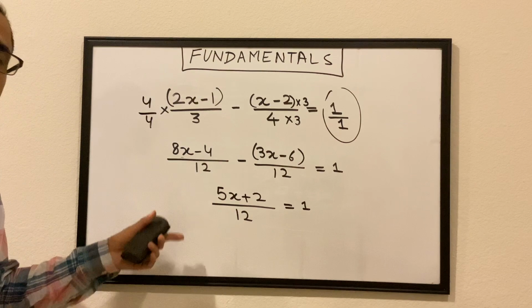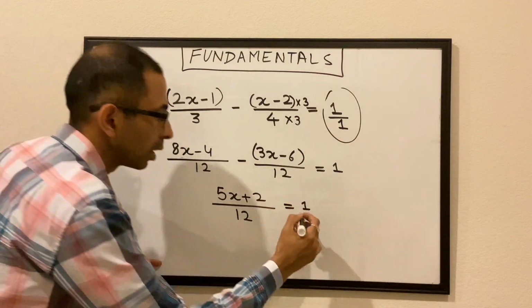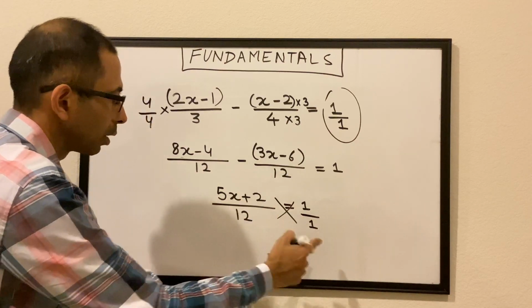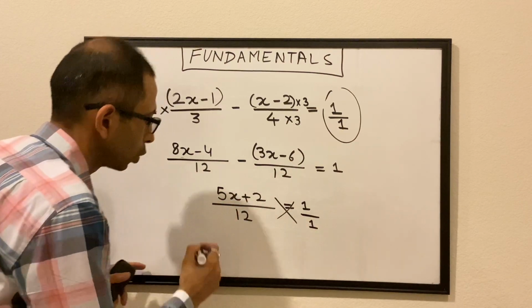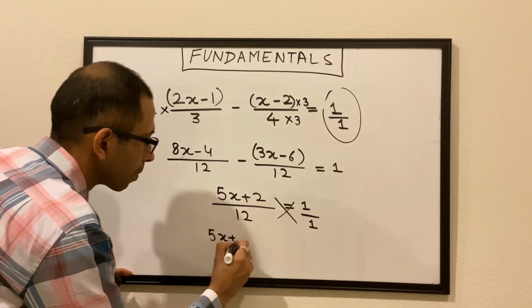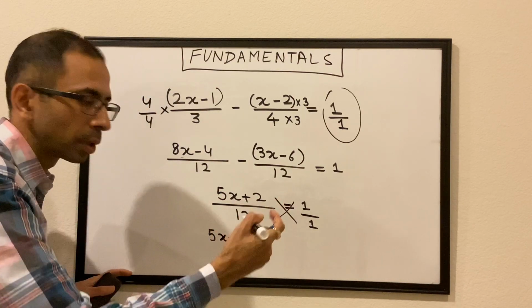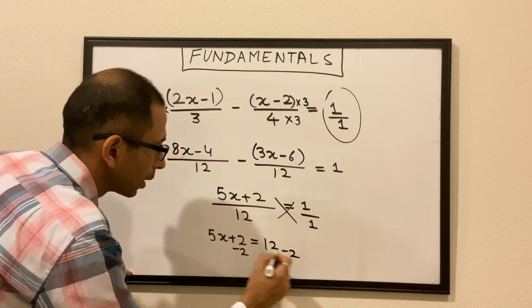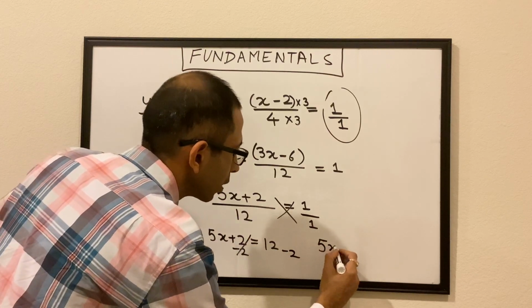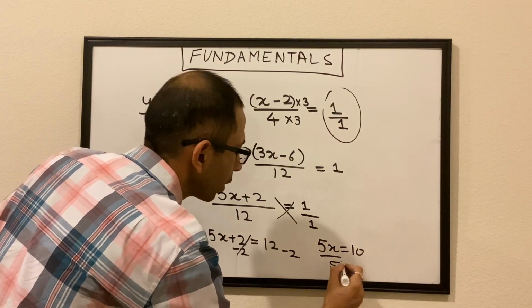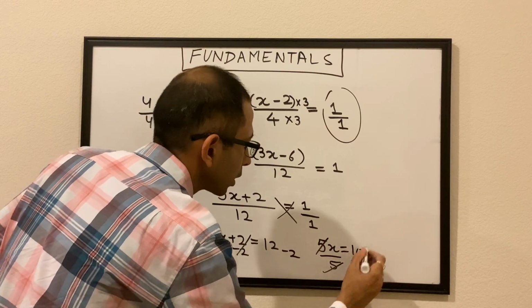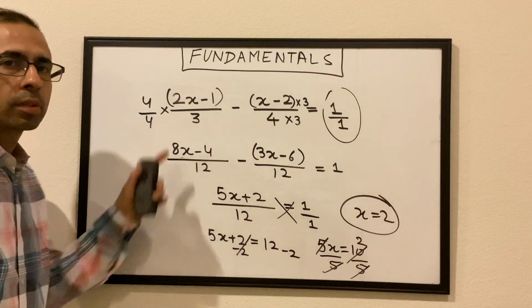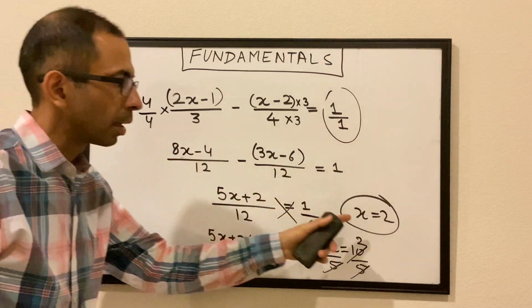Right? Now at this point of time, we have a single fraction on the left and a single fraction on the right. Hence we can do cross multiplication, which will give us 5x plus 2 times 1, which is 5x plus 2, is equal to 12 times 1 is 12. We bring 2 to the other side, so minus 2, we get 5x is equal to 10. We divide by 5 on both sides to get x is equal to 2. So the solution of our original equation would be x is equal to 2.